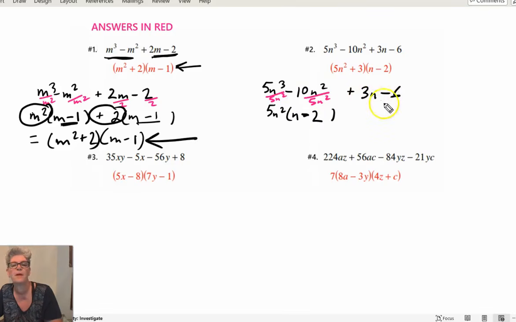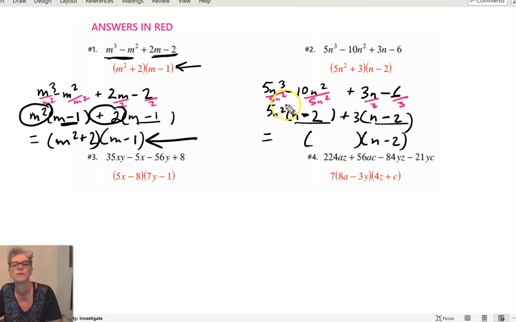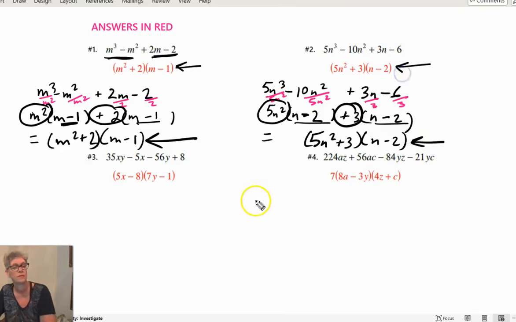And then with the next pairing we have a 3 in common, so I'm going to factor that out, and then what I get inside the parentheses is what would be left if you divided each of those terms by what you factored out. And so we do have an n minus 2 in common. And then what's left? What goes inside these parentheses? Well, whatever's out there. So that's our answer, and you can see it matches the correct answer in red. All right, so let's just keep going.